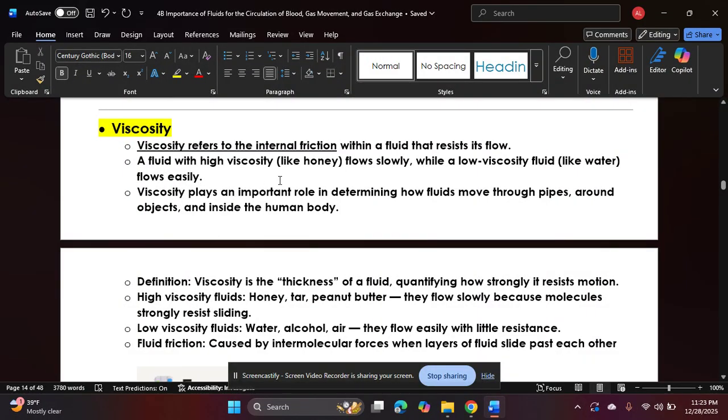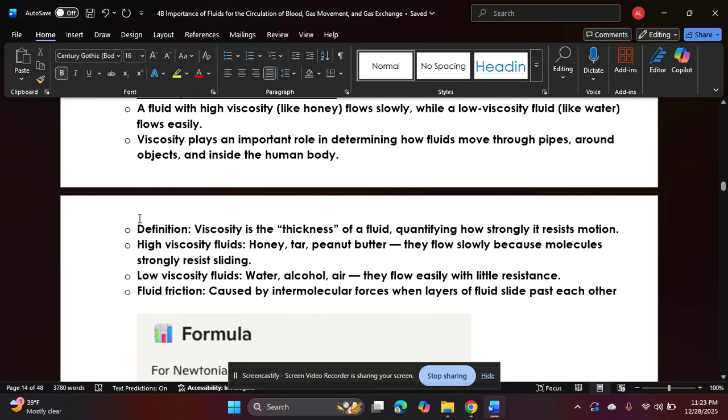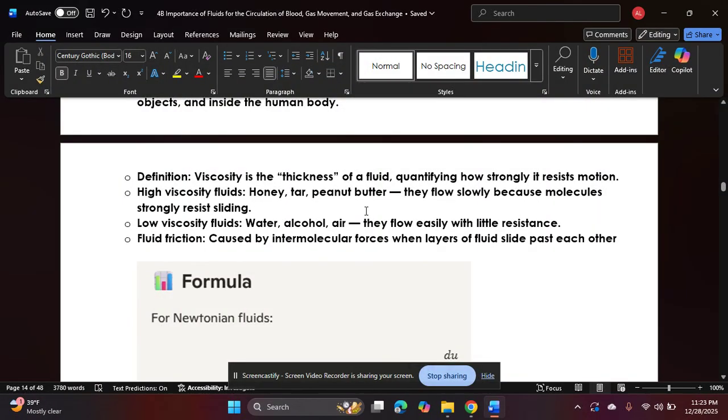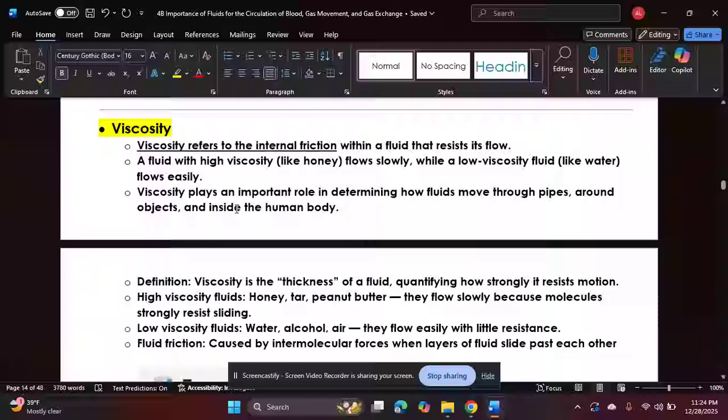All right, so viscosity plays an important role in explaining how fluids move through pipes, around objects, and inside the human body. Definition: viscosity is the thickness of a fluid, quantifying how strongly it resists motion. High viscosity fluids, honey, tar, peanut butter, flow slowly because molecules strongly resist sliding. Like I said, viscosity also refers to internal friction, right?